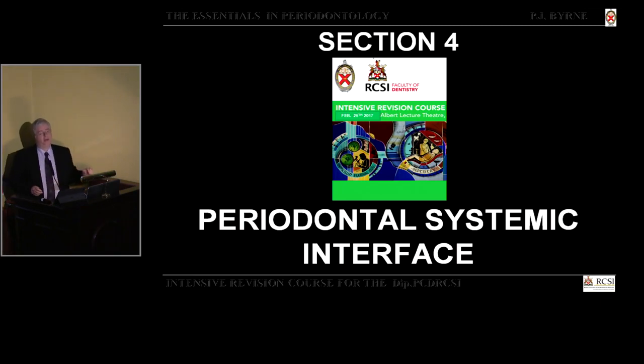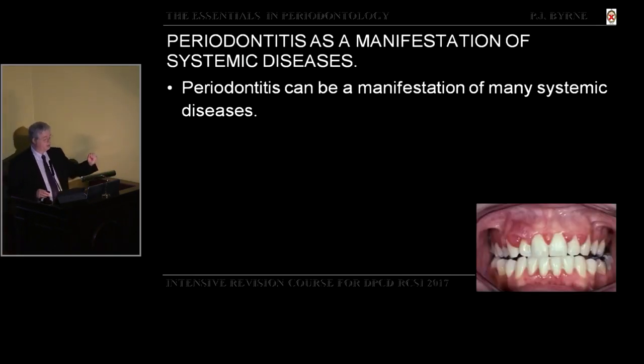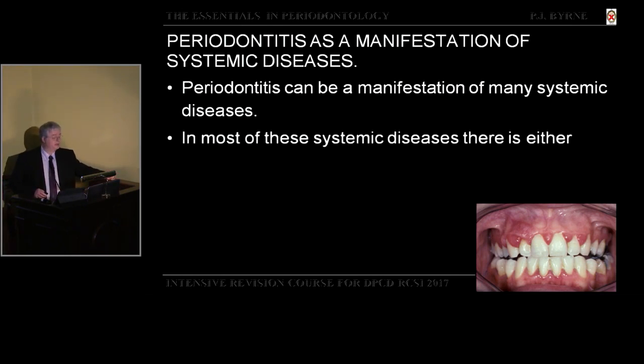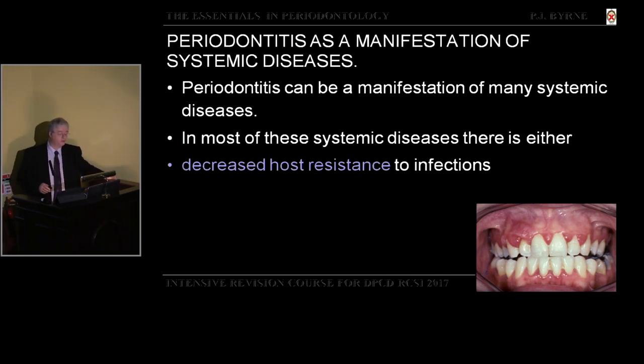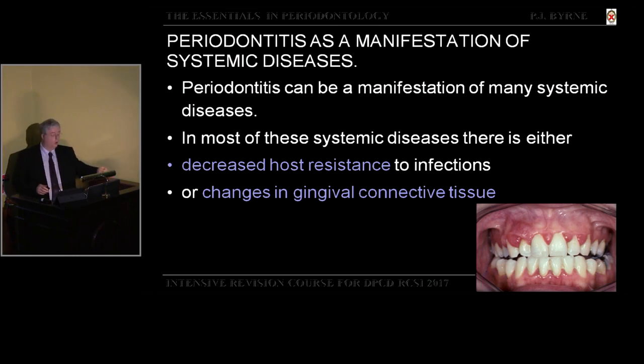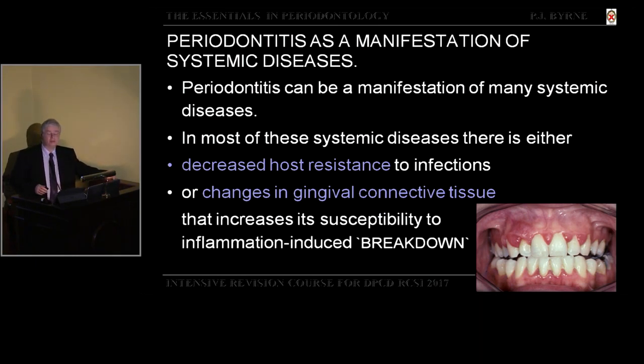So we'll talk briefly now about the periodontal systemic interface. Periodontitis can be a manifestation of many systemic diseases, and in most of these systemic diseases there's either a decreased host resistance to infection or changes in the gingival connective tissue that increases its susceptibility to inflammation-induced breakdown.